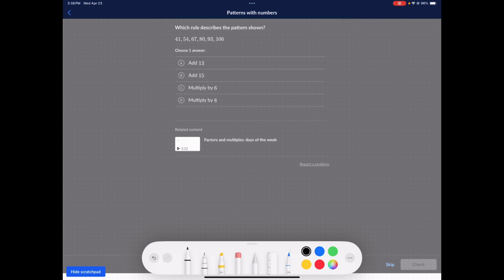First off, if we multiply 41 by 8, what will that give us? Well, it's going to give us a really huge number. And same with 6. If we do 41 times 6, what would that give us? Somewhere like this. But anyways, we know we're not multiplying here. Let's cross out C and D. Now let's see if we can find a pattern. If we can distinguish the pattern between this first one, we'll have our answer. So 41 plus, will it be 13 or 15 to get 54?